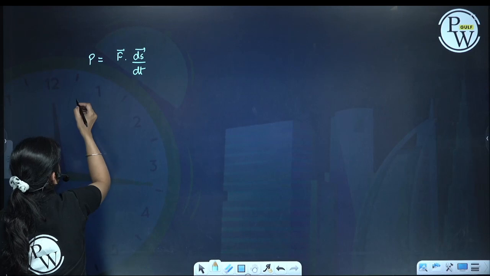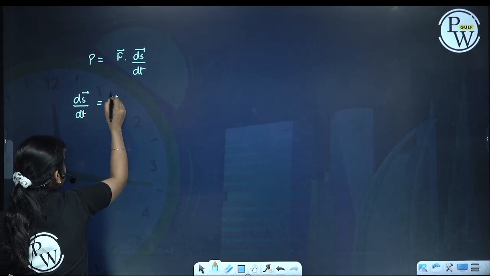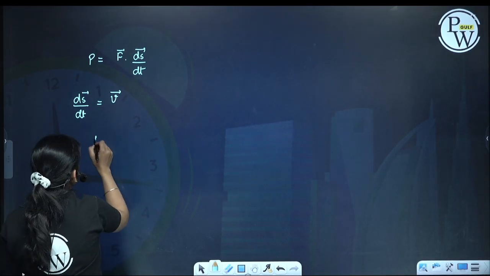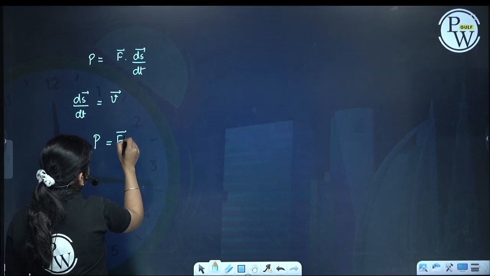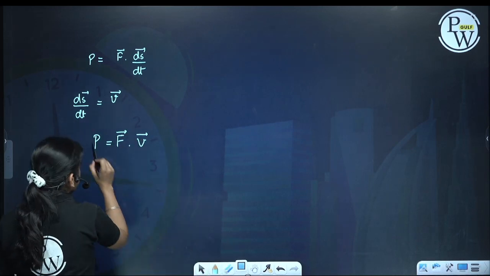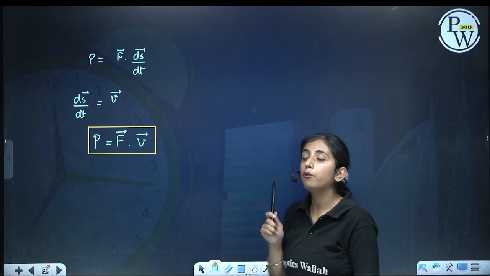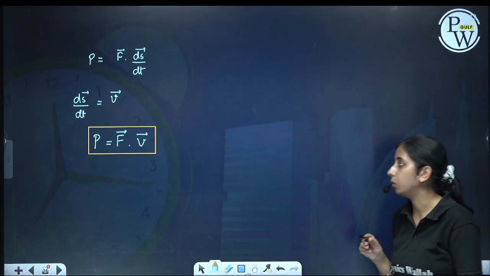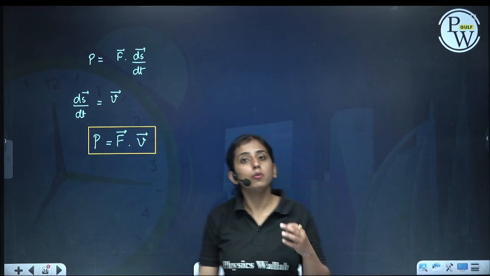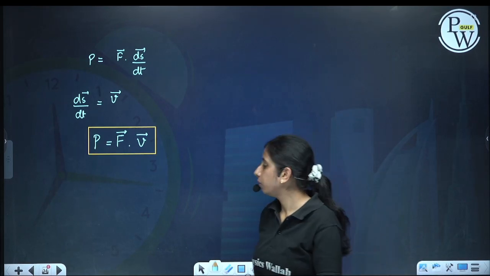Now what is ds by dt? ds by dt is the rate of change of displacement, which is velocity. So power will be equal to F dot v. Power is the dot product of force and velocity vector.